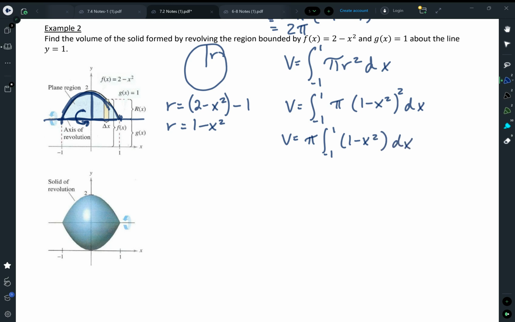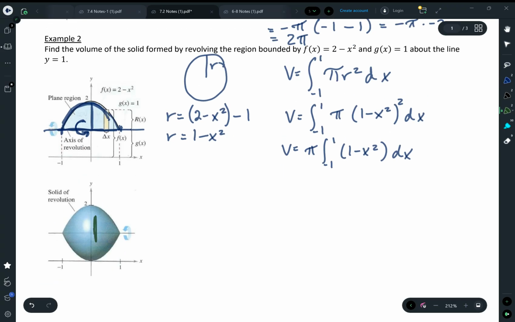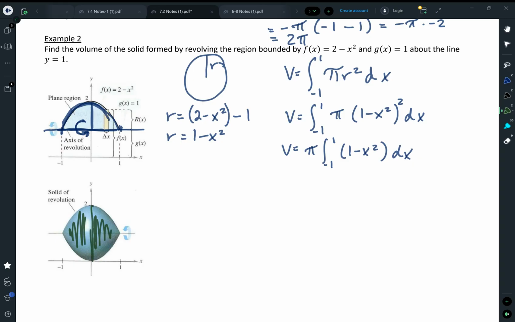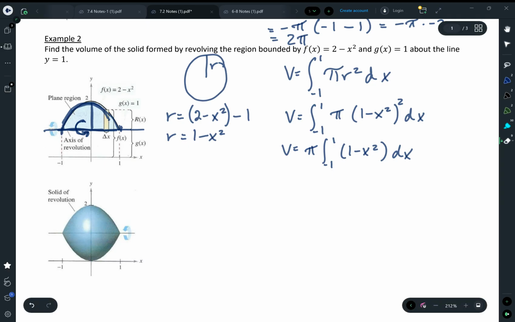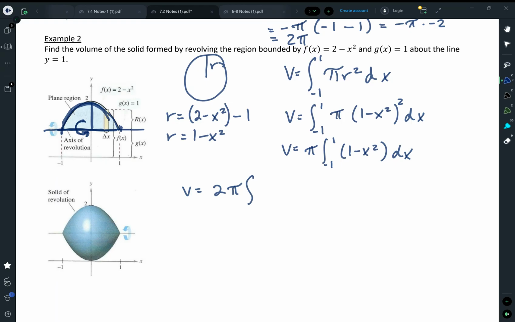The other thing I want to think about here is this shape is very, very symmetrical. If I'm looking at this side of my shape, it's the same thing as this side of my shape over here, right? It's very symmetrical. And it's always easier to work with 0 as a bound. Negative 1 to 1 is a little bit tricky. So instead, I'm going to make this a 2 pi, and now I'm going to have my integral go from 0 to 1.